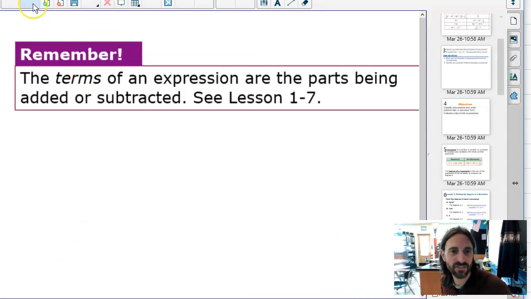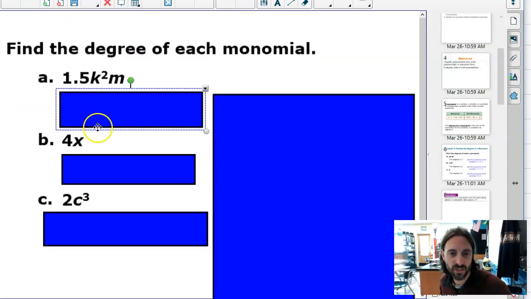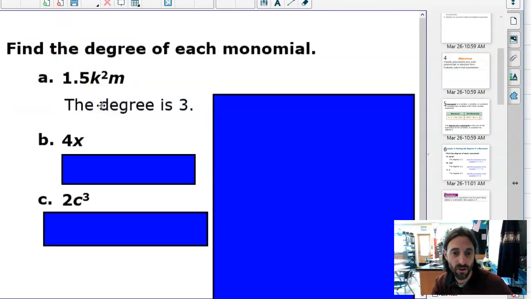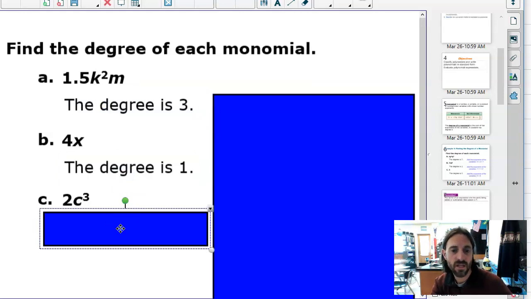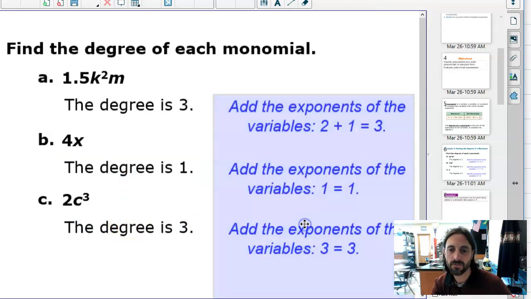And again, you get lots of other examples here. For example, this one, k squared m. Of course, that would be to the third. This one, there's just x to the first. And then this one here is to the third. And there's your examples that go with it. Again, pause it if I'm going too fast.